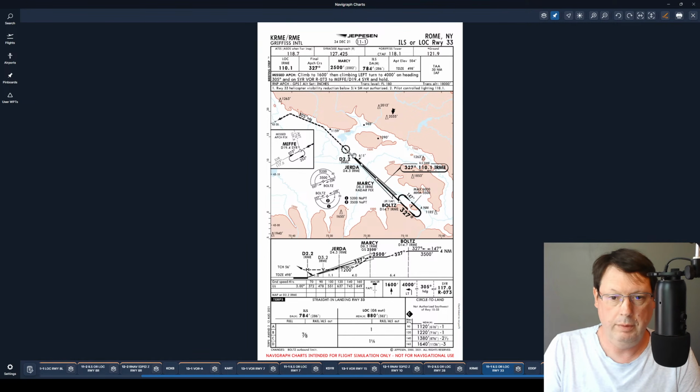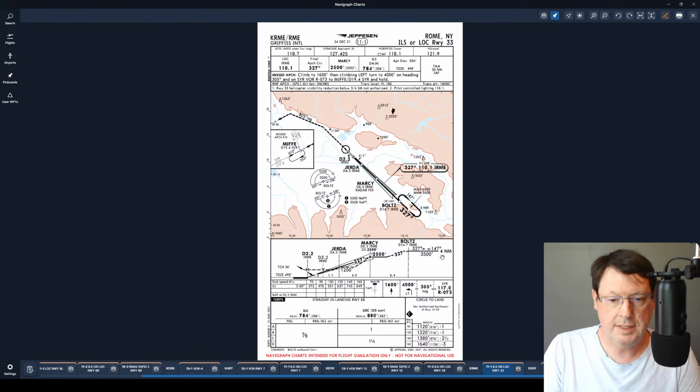And then this section here in the middle is an overhead view of the approach. This is the runway right here, and this is the final approach course. You can see it's also got terrain information around here. It's got some of the higher peaks around the field highlighted. It's got missed approach information on this part of the approach plate as well.